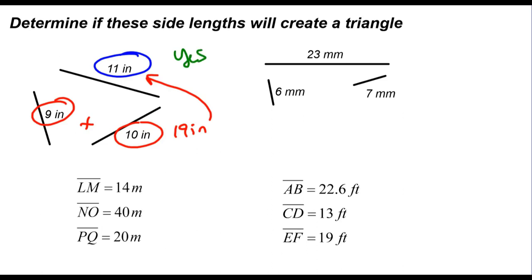I'm not going to do it, but I just want you to be able to tell from the side lengths if you could create a triangle. And yes, these three side lengths, we could rearrange those into a triangle. Let's take a look at the next one, 23 millimeters, 6 millimeters, and 7 millimeters.